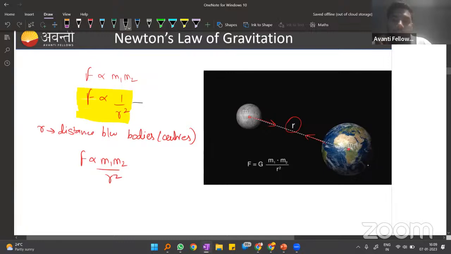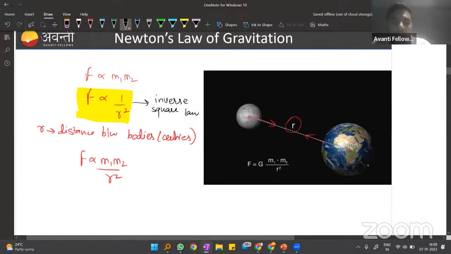What is it called? Inverse square law. It means that force is inversely proportional to the square of the distance. That's why it is called the inverse square law. We will see this in the next year as well. Okay, in electrostatics, same thing.